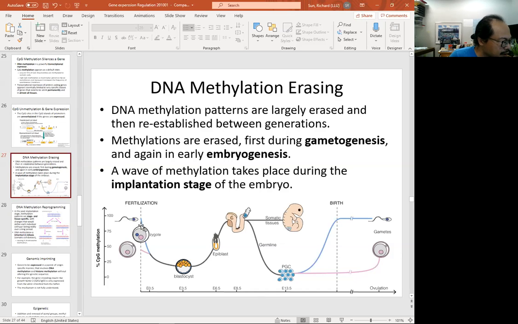The fertilized sperm and egg do have methylation. This is the level of CpG methylation. The sperm and the egg have methylation, they have their purpose. Methylation basically suppresses a lot of genes that we don't want to be functional.